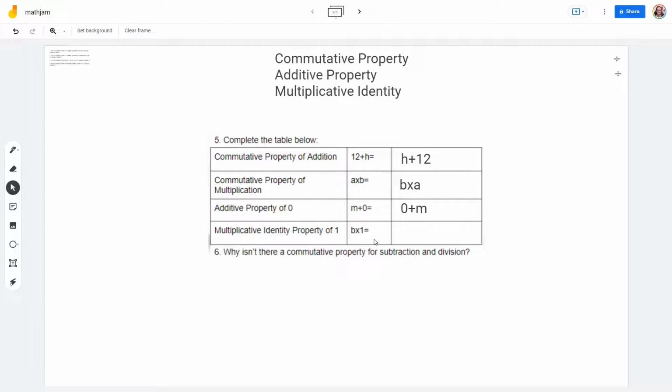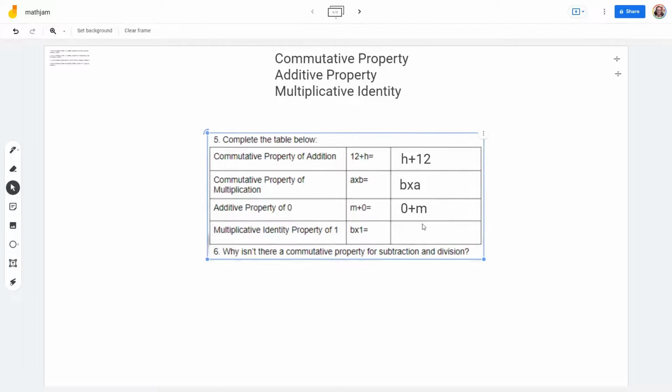They said b times 1 equals, well, we know that b times 1, anything times 1 is going to be the number that we started with. So b times 1, well, that's going to be the same as 1 times b, and that is going to equal b, okay? And we can go ahead and solve some of these up here as well. So 0 plus m, or m plus 0, that's still going to be m, right? Okay, so let's take a look at our last question here.